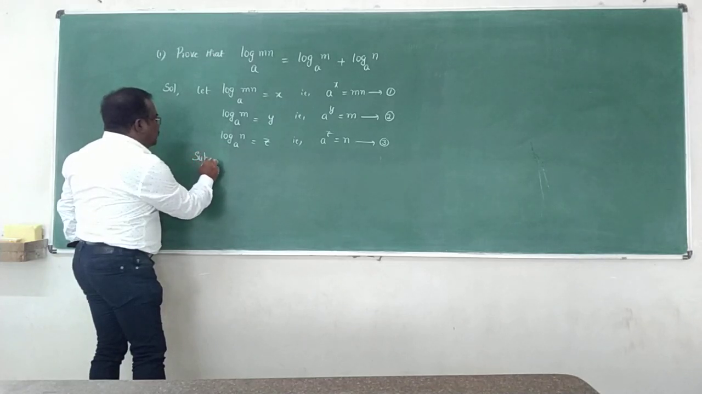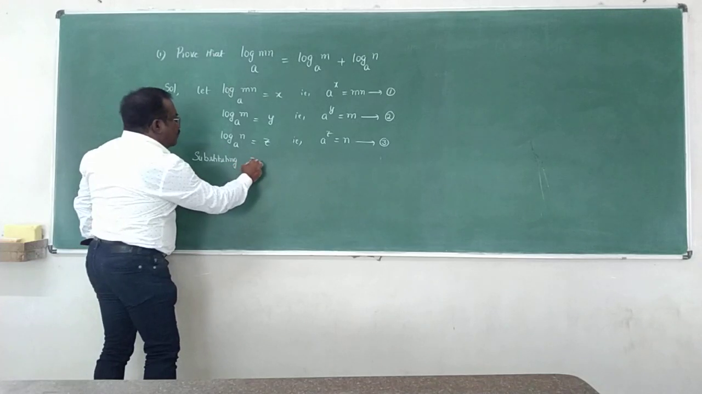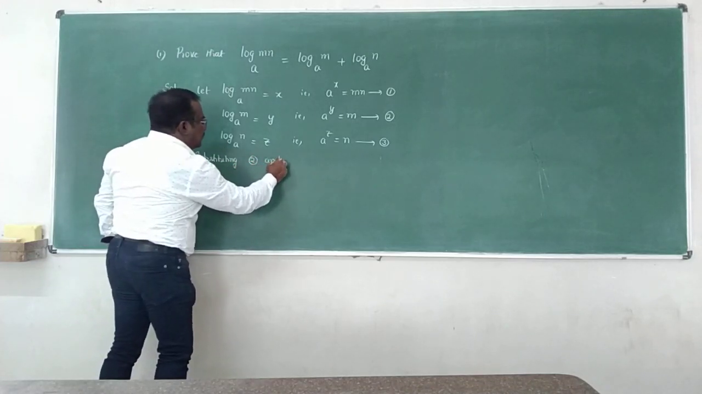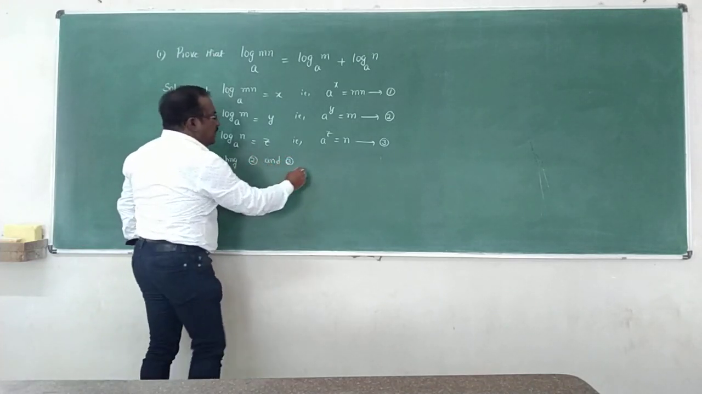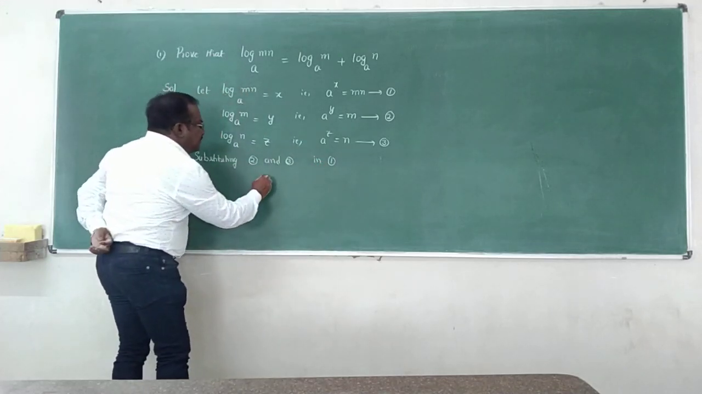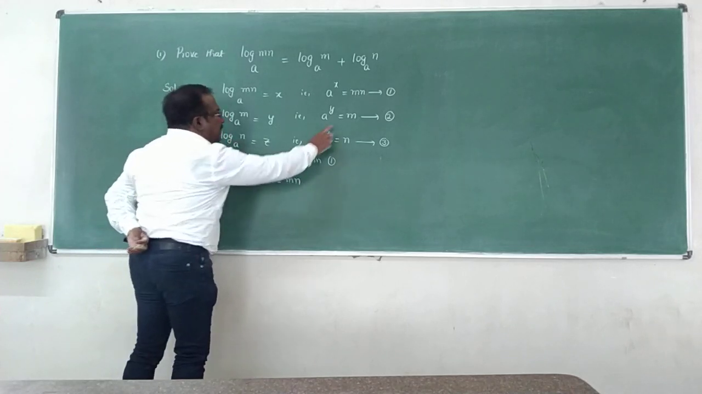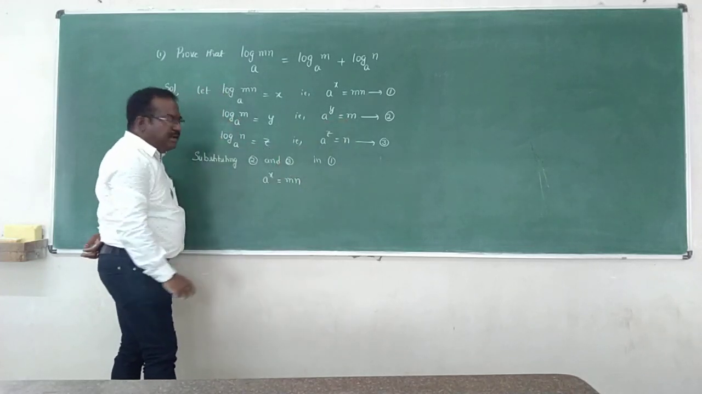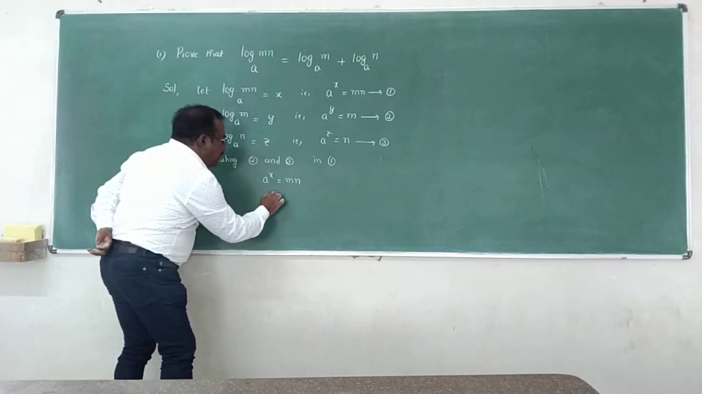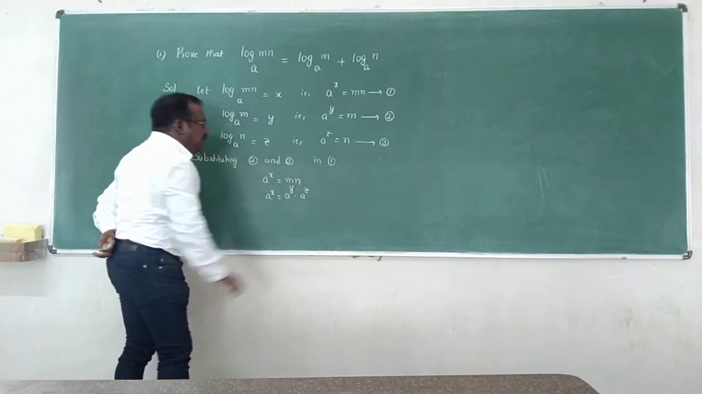Substituting 2 and 3 in 1. That is, what is 1, children? A power x is equal to mn. M is what we have written? A power y. A power x is equal to a power y. N means a power z.